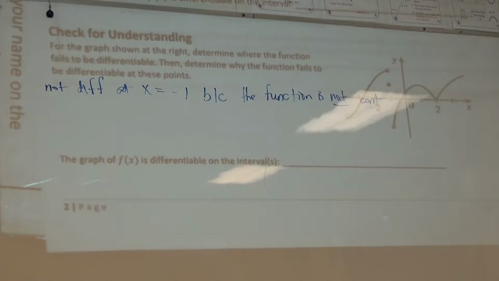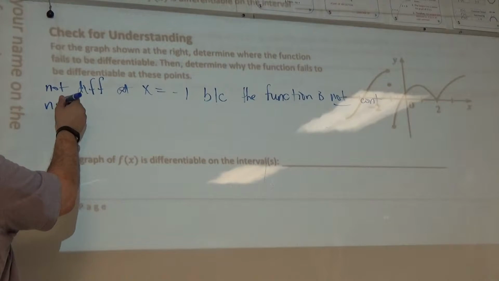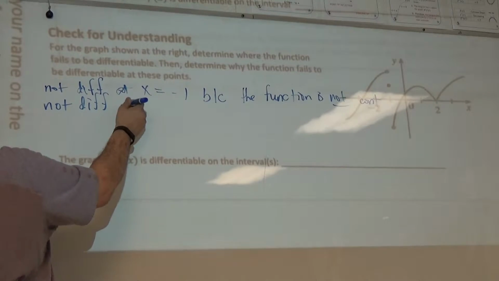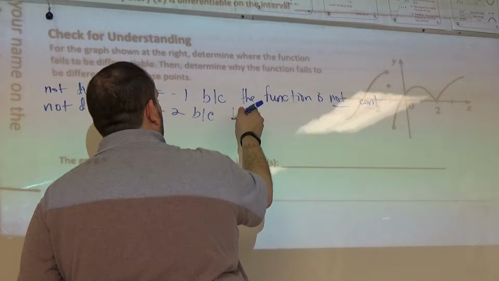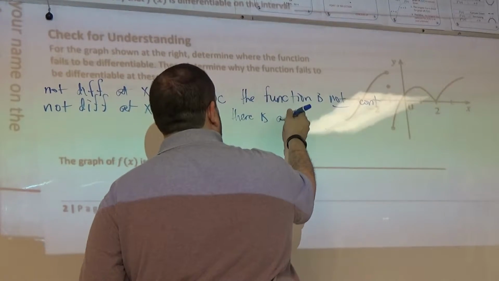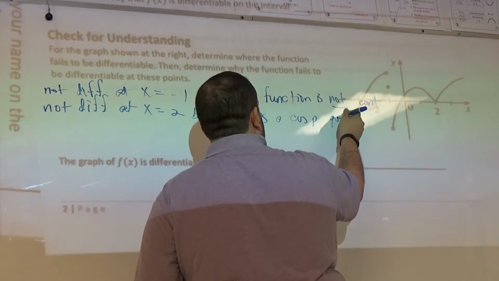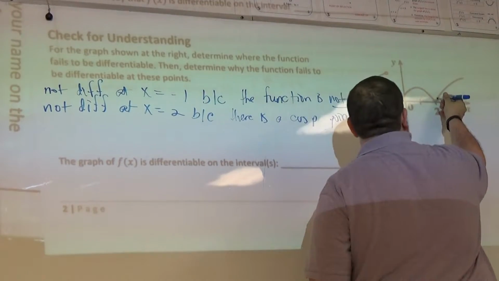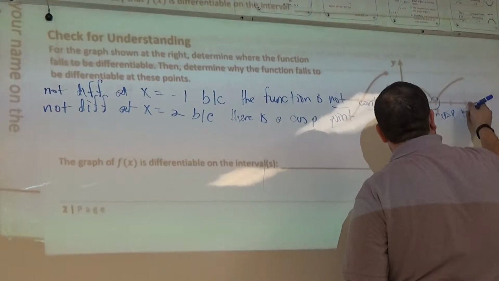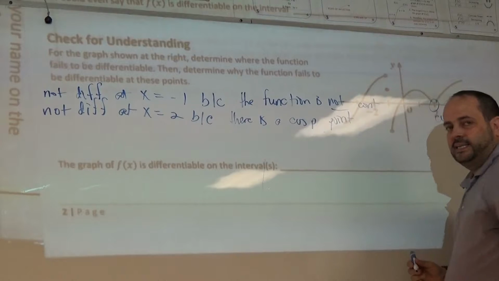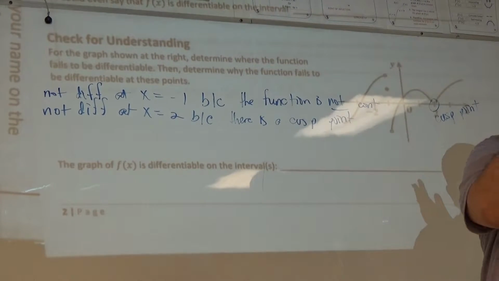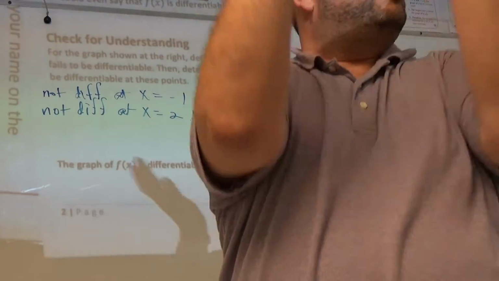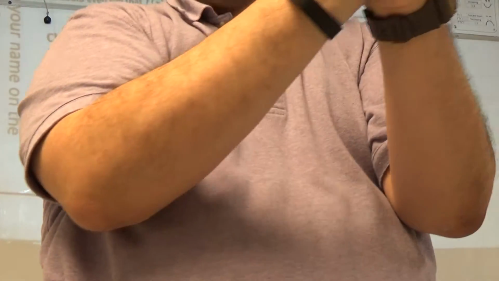Anybody see any other place? Noemi? At x equals 2. So not differentiable at x equals 2 because there's a cusp. There is a cusp point. And the word is C-U-S-P. If you're not spitting when you say it, you're saying it wrong. Cusp point. It doesn't have to be two lines coming together, but it has to come together in a sharp way.